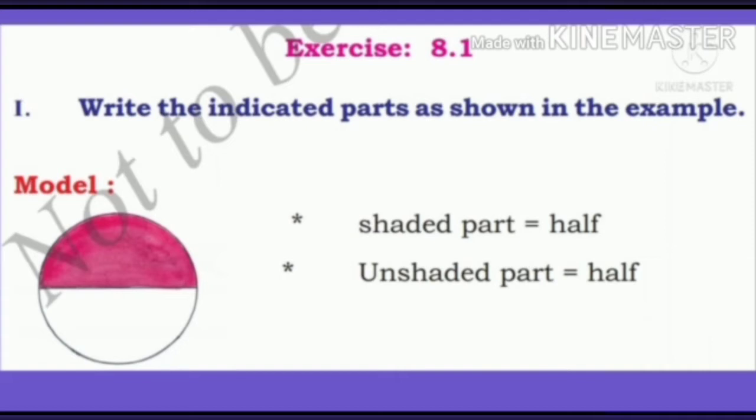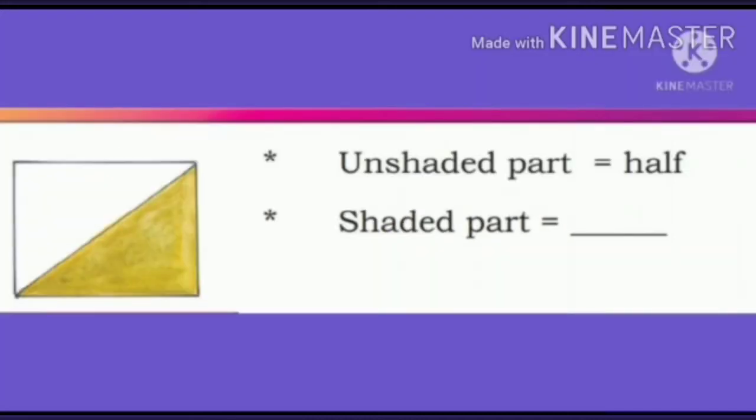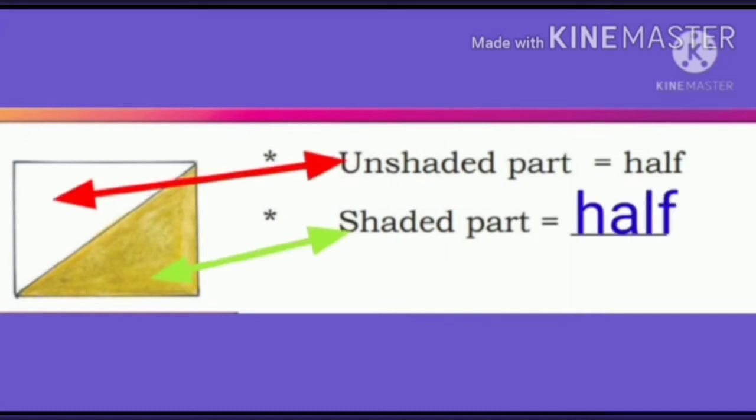Observe the model, children. Shaded part is half and unshaded part is half. So write half part. Observe the next question. In the above picture, it is divided into 2 equal parts and one part is shaded and one part is unshaded. So write unshaded part half and shaded part half.